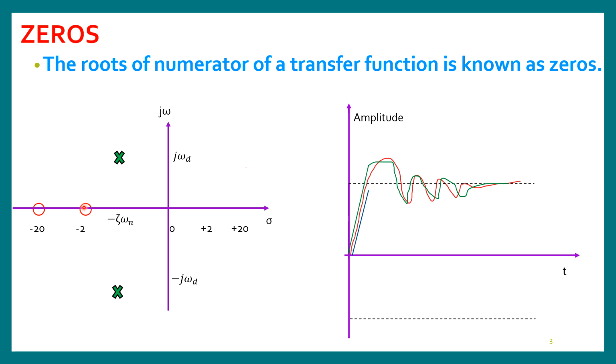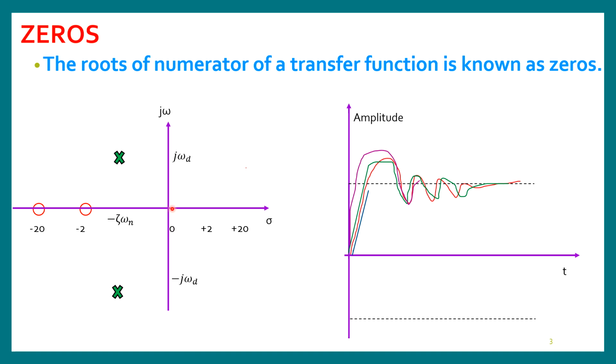Let us add a zero at s is equal to minus 2, as it is nearby the pole and also the imaginary axis, and hence it increases the initial overshoot. Also, it reduces the rise time further. So let us see the plot. This would be the plot if the zero is introduced at s plus 2, or else we can say s is equal to minus 2.